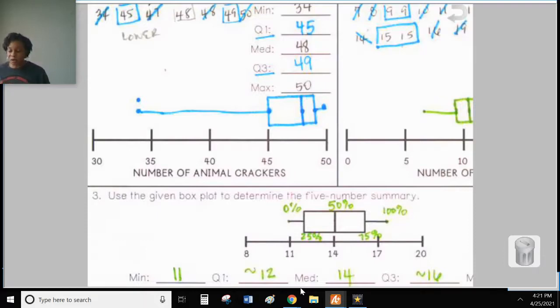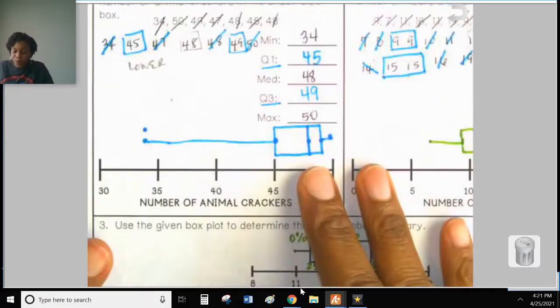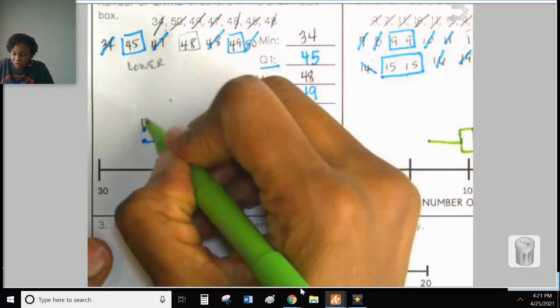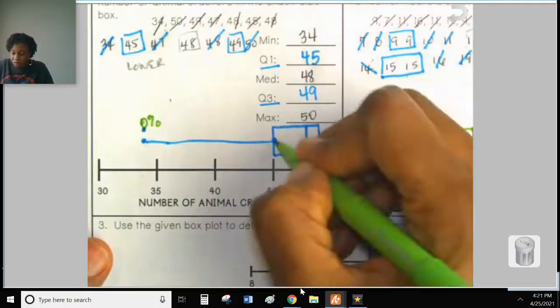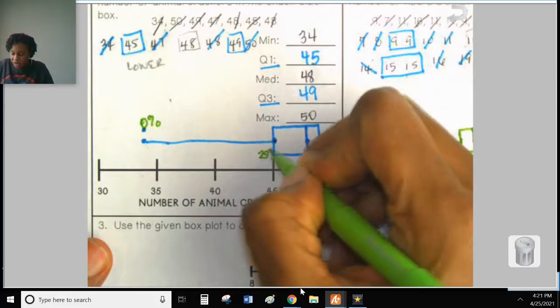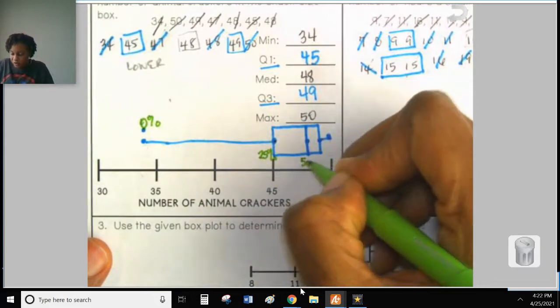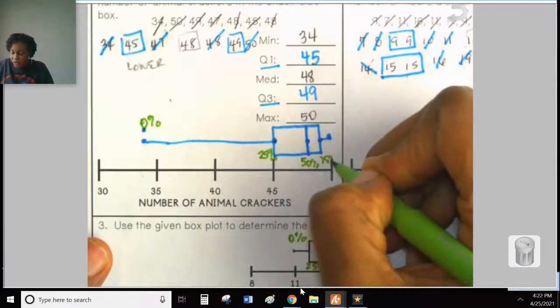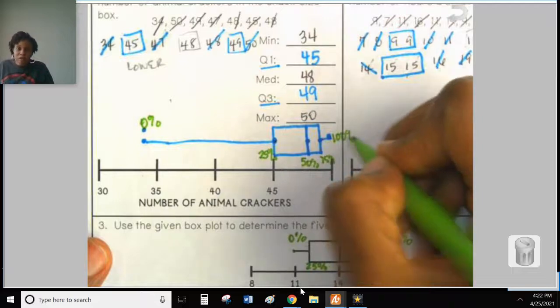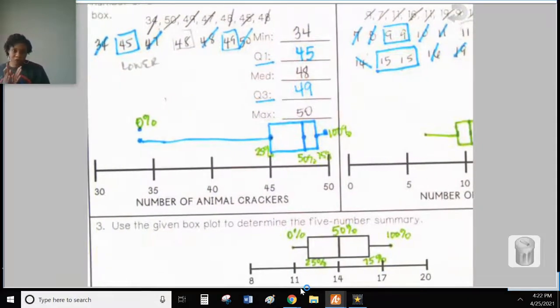So even if I went to example 1, this would be 0% of the data. This would be 25% of the data. This is 50% of the data, 75% of the data, and 100% of the data. The median is always 50%. Quartile 1 is always 25. Quartile 3 is always 75. The maximum is always 100. The min is always 0.